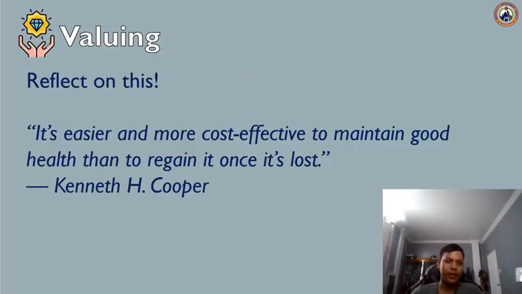And so we are now in the last slide in the valuing part. We need to reflect on this. It's easier and more cost effective to maintain good health than to regain it once it's lost, by Kenneth Cooper.